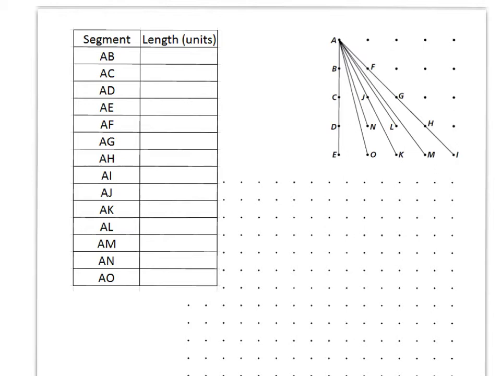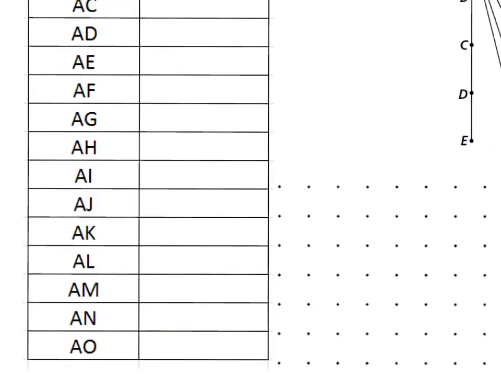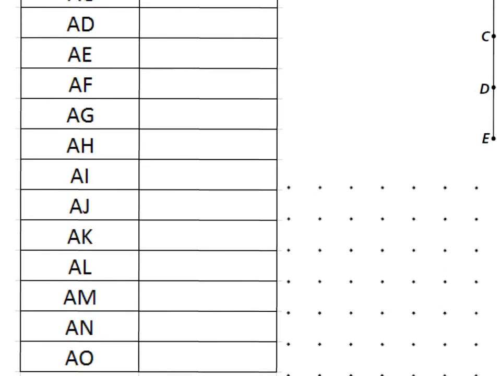Okay, so let's go back to the back side of our lab sheet where we have our table to record our data. Let's look at our table, and we just found the side length of a square that was AF units long, or from A to F. So on our table, we're going to record that the distance of A to F, or segment AF, is square root of 2 units long.